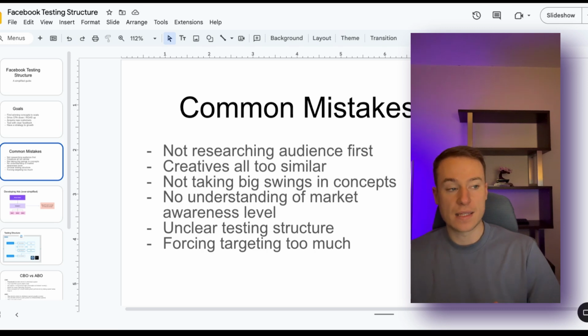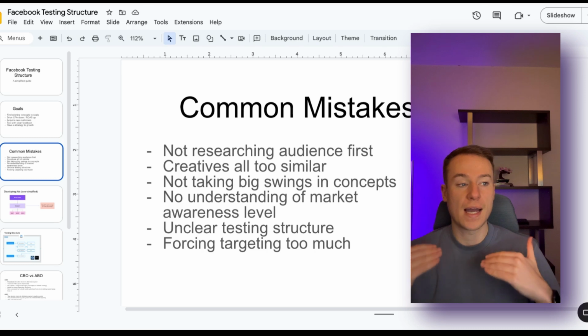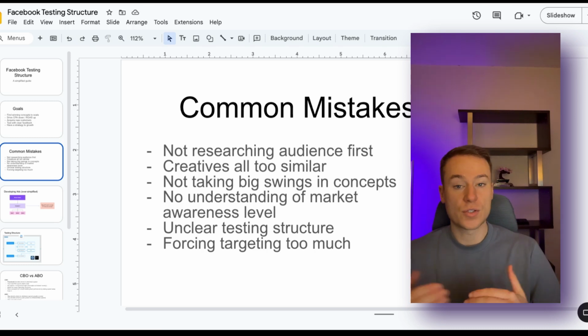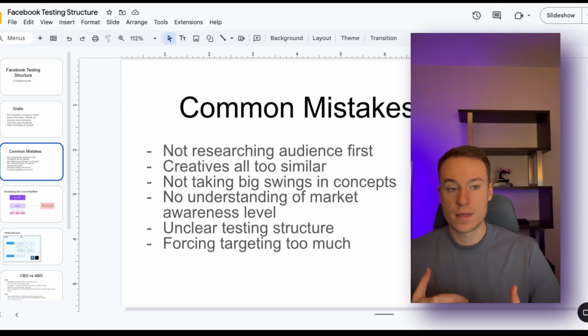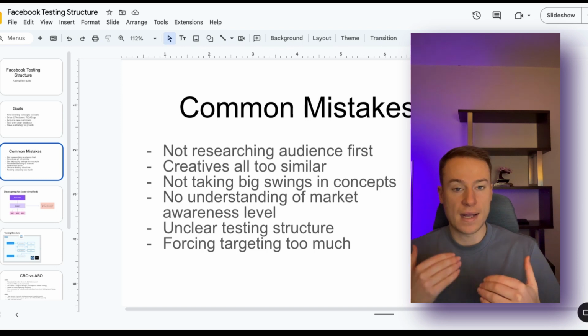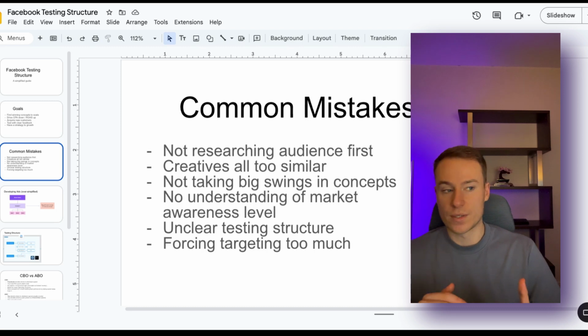The next one is the creatives all just look too similar. When you're testing ads, you want to be making big swings and having creative concepts with a high level of variation so you can see what type of content works versus what type of content doesn't work. If they all look the same, then you're probably going to end up getting the same results. You just want to make sure that your ads look and feel different from each other while still communicating those core messages, so you can understand what works and what doesn't.